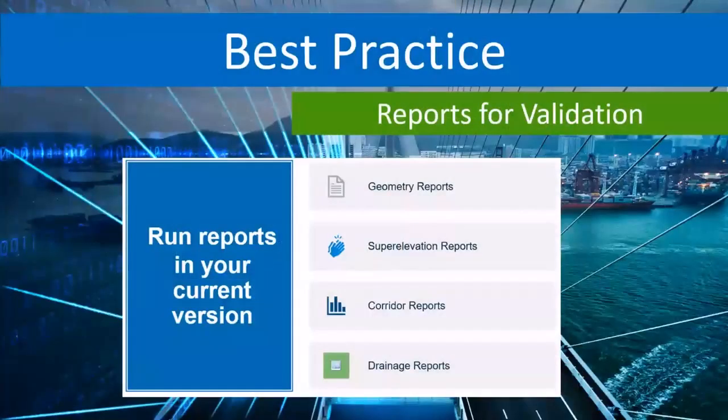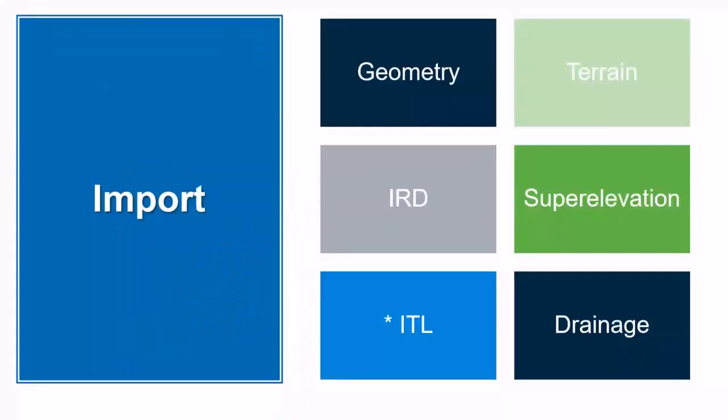Now, there's a good best practice that I want to give you, and I'll remind you of this as we move through. Anytime you're migrating data, one of the best practices is to go into your V8i project, or whatever project you're bringing forward, and run some reports. So create geometry reports, terrain reports, super, corridor, drainage, and so on and so forth. Then once we get the data moved, we'll generate those same reports in the new version, and we can compare them to make sure our geometry and everything came across correctly. So that's just a good best practice when you're migrating data.